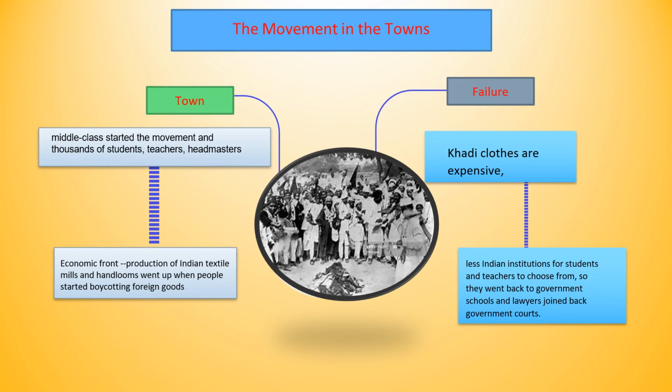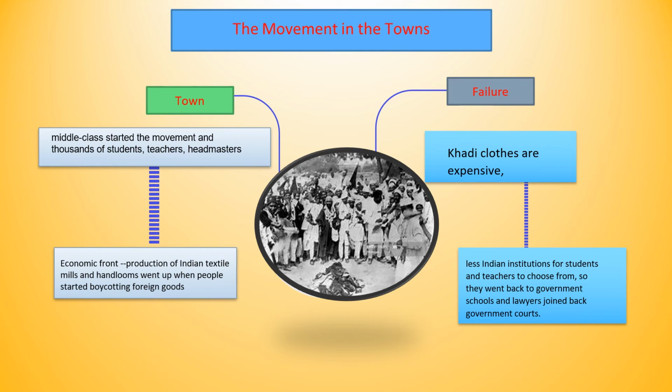On the economic front, the production of Indian textile mills and handlooms went up when people started boycotting foreign goods. But unfortunately, this was short-lived. It was a failure, children. What were the reasons behind this?